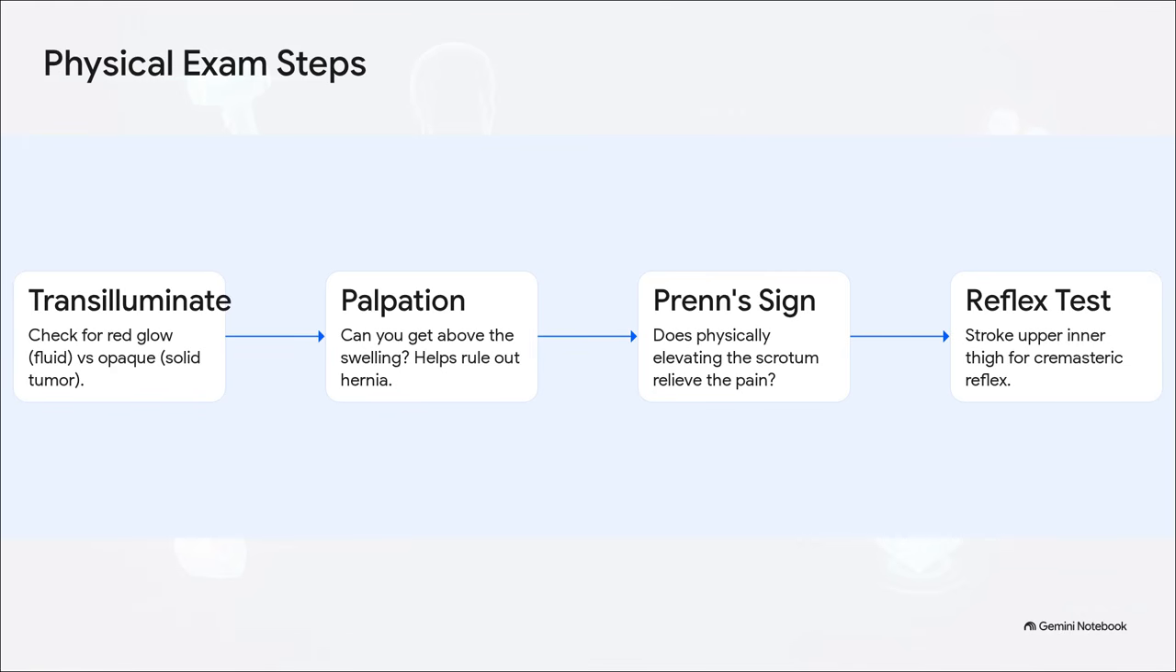Second, palpate the top of the swelling. If you can get your fingers above it, it's an intrascrotal lesion. If you can't get above it, you're probably looking at an inguinoscrotal hernia coming down from the abdomen. Third, physically elevate the scrotum. If that actually makes the pain better, that's a positive Prinz sign, which points to epididymitis, because you're easing the traction from gravity. If it doesn't relieve the pain, you better suspect torsion.